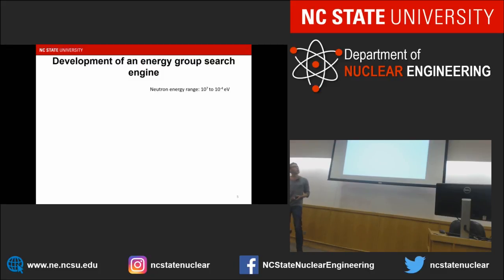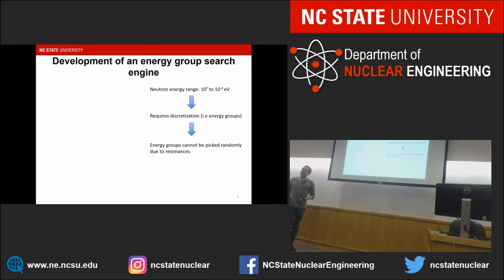So let's give it a little bit of background. If you look at the neutron energy range, it basically goes from several MeVs to 10 to the negative 4 eV. So the energy range is huge. To perform core calculation, you don't even think about using continuous energy. You need to discretize it.